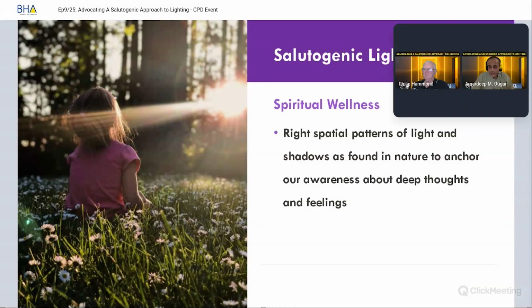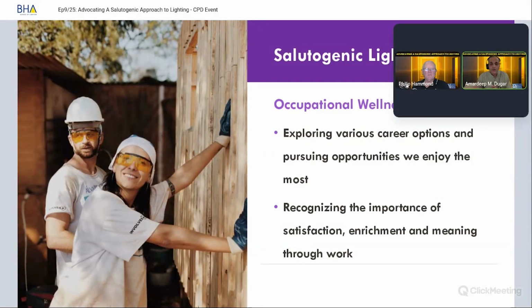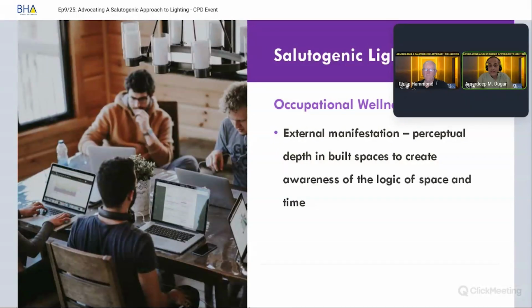And what I'm trying to do is put this together in terms of occupational wellness. Occupational wellness is the career options, the opportunities that you enjoy the most. So what you want to do is recognize the importance of satisfaction, enrichment, and meaning through work. Yes, we need to work in order to survive. But what is it that we are looking for beyond survival? Satisfaction, enrichment of us as individuals, and finding meaning through work. And this is again an external manifestation, because it is something happening from the outside.